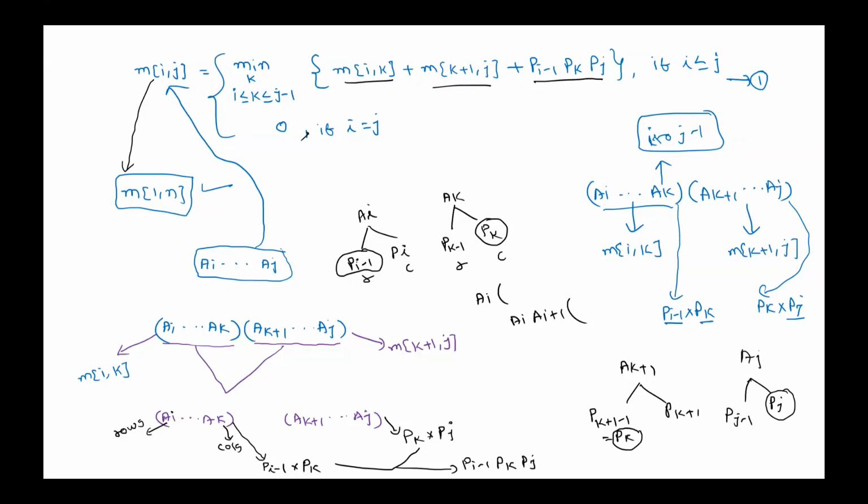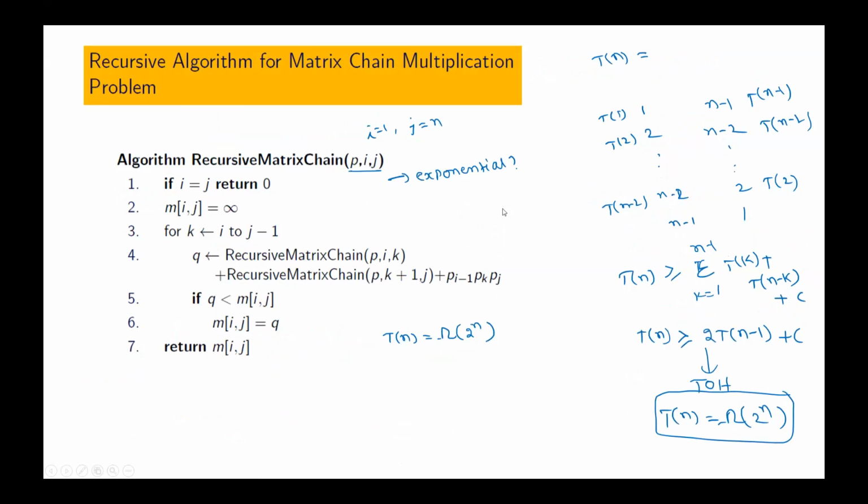Now based on this, we can easily write a recursive algorithm. What is the correct recursive algorithm? What is it that we need to actually calculate? Recursive matrix chain, p comma 1 comma n. This is our goal.